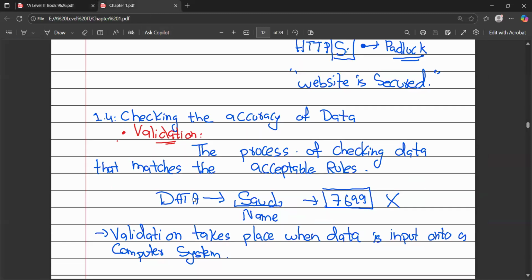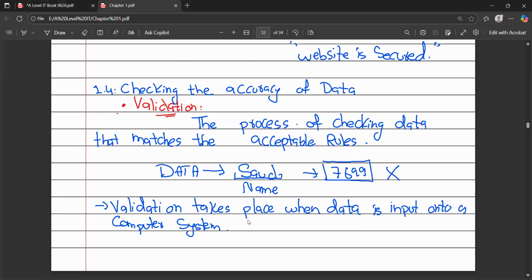Right, for example, I have a data here. What is the data? The data is the name of the student. A name of a student can always be in some alphabets, maybe like Abdullah, maybe like Saad, or something like this. Can you ever see someone's name like 7699? Is it sensible? No, it is not sensible, right? So when you have some data, it has to be sensible. It has to be meaningful.